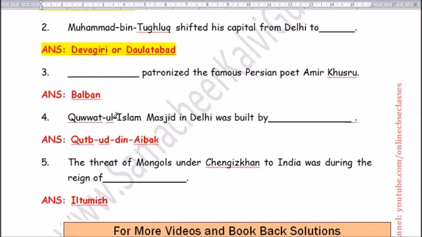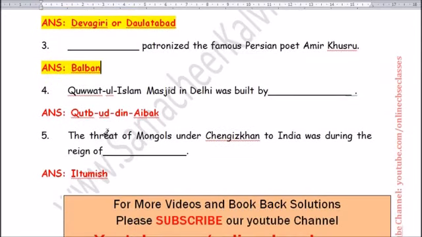Question number 3. Dash patronized the famous Persian poet Amir Khusro. The answer is Balban. Balban patronized the famous Persian poet Amir Khusro.